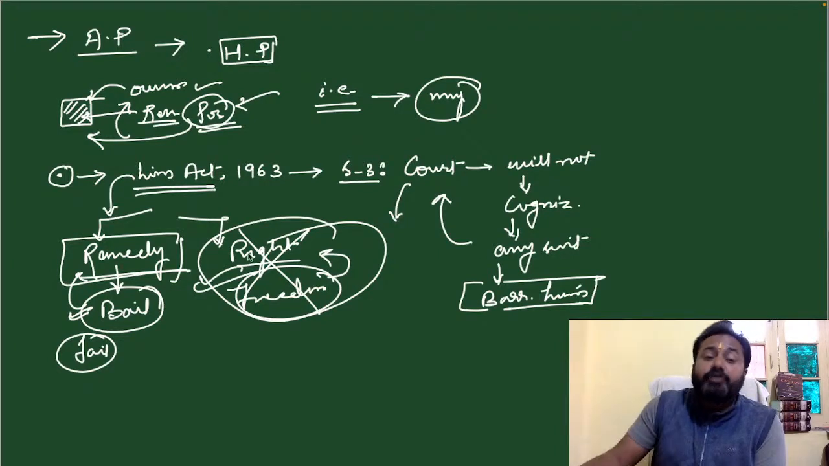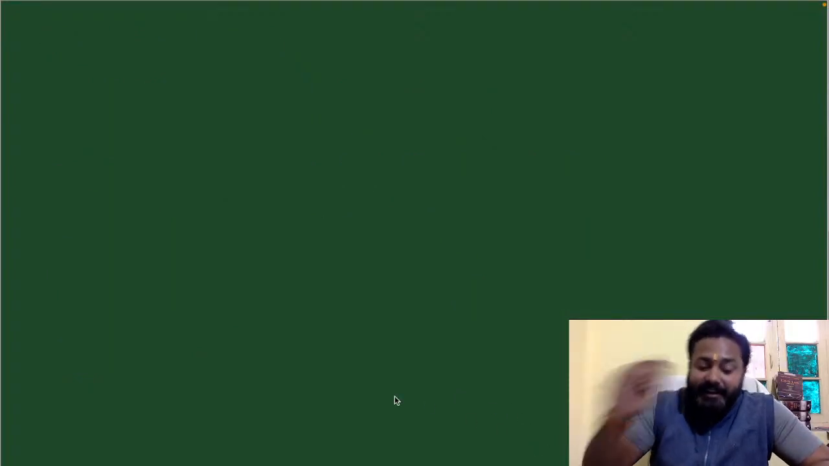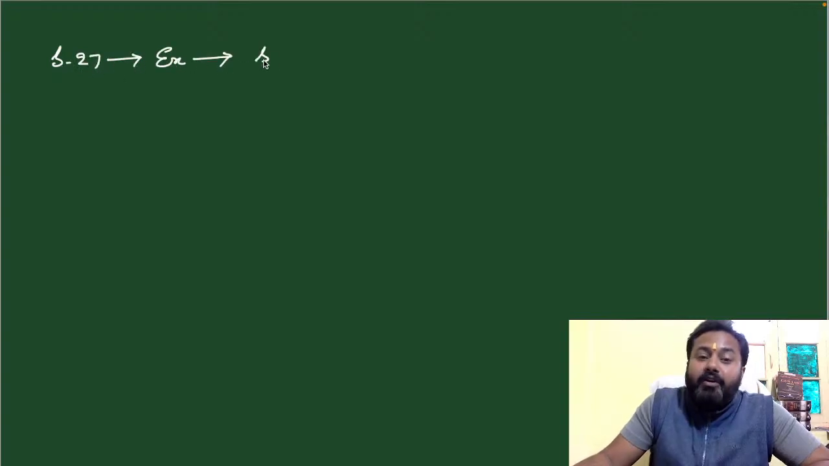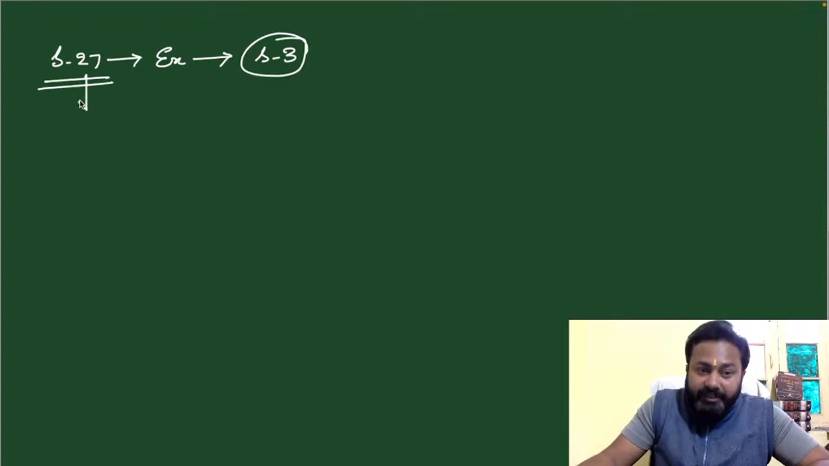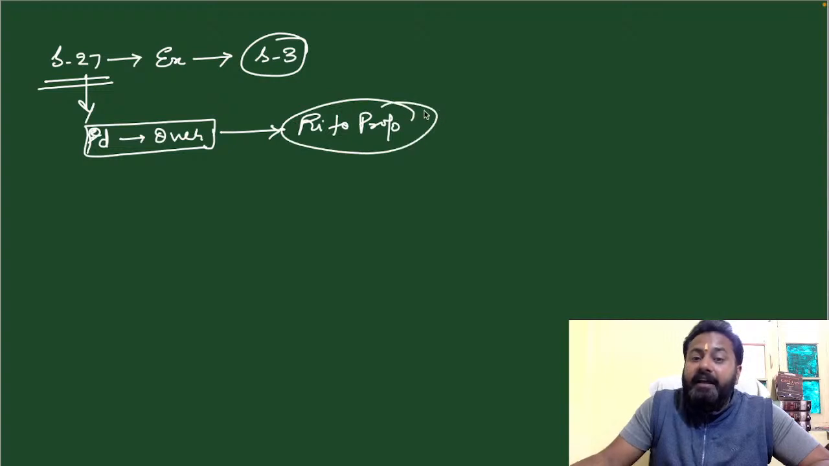Because it is connected to Section 27. What is Section 27 of the Limitation Act? Section 27 of the Limitation Act is an exception to Section 3. Section 27 mentions that once the period is over, the right to property is extinguished.